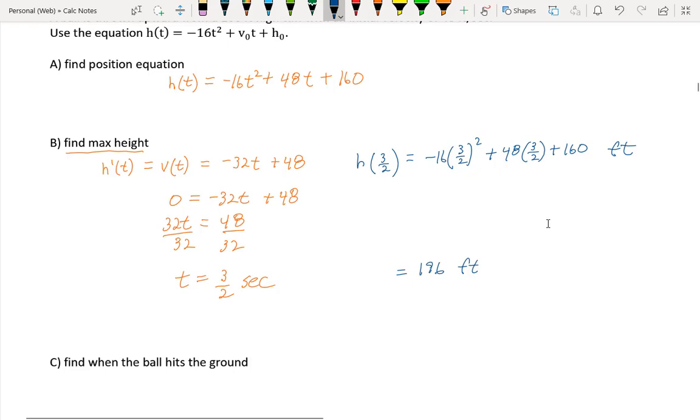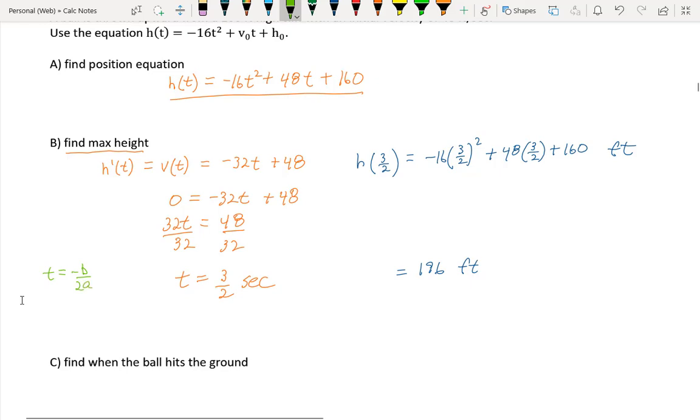Alright? Okay. By the way, did you know there was an easier way to do that problem? A heck of a lot easier way. Because this h of t function up here is just a parabola. So why don't I just find the vertex of the parabola instead? You remember the vertex of a parabola? This is t equals negative b over 2a.